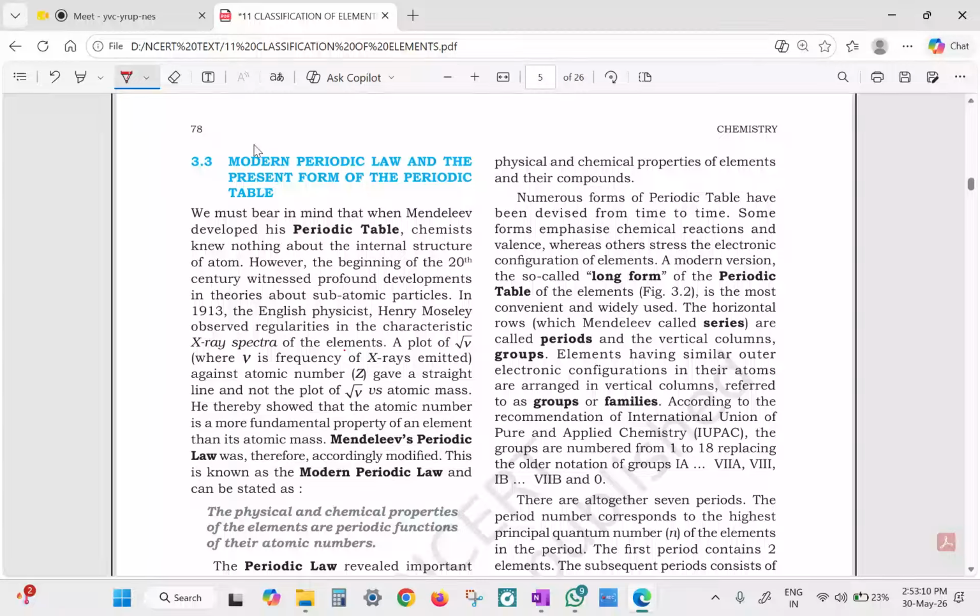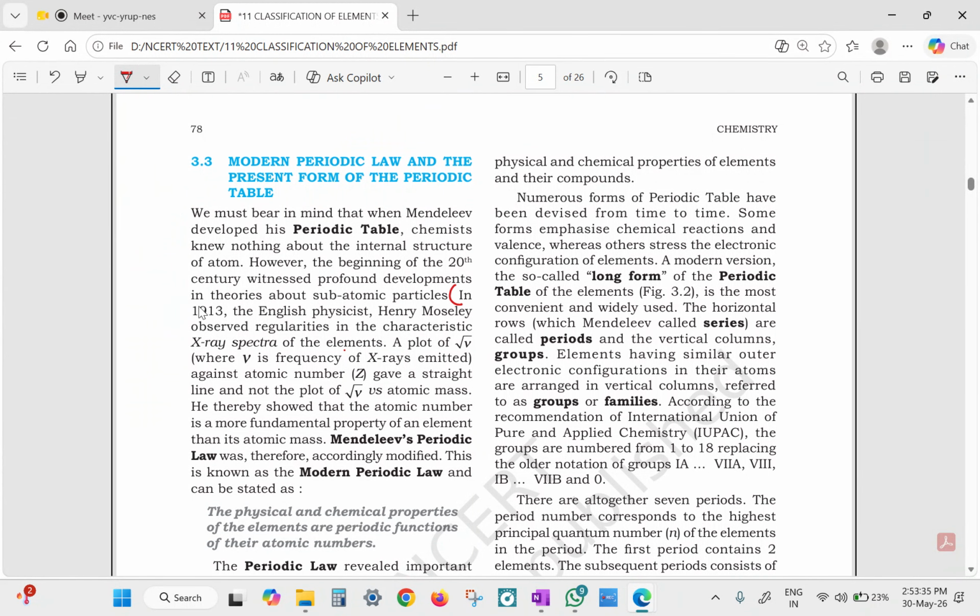Now, as I told, up to Mendeleev's periodic table, the elements were arranged in increasing mass order, and the properties of the elements were thought to be a periodic function of atomic weights. But later on, a number of spectroscopic studies started. You remember in the atomic structure, we were studying the hydrogen spectrum, etc. So when the spectral study started, people noticed something.